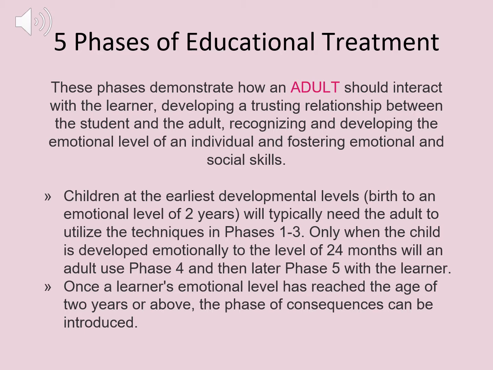Children at the earliest developmental levels will typically need the adult to utilize the techniques in phases 1 through 3. Only when the child is emotionally developed to the level of 24 months will the adult use phase 4 and then later phase 5 with the learner. Once a learner's emotional level has reached the age of 2 years or above, the phase of consequence can then be introduced.